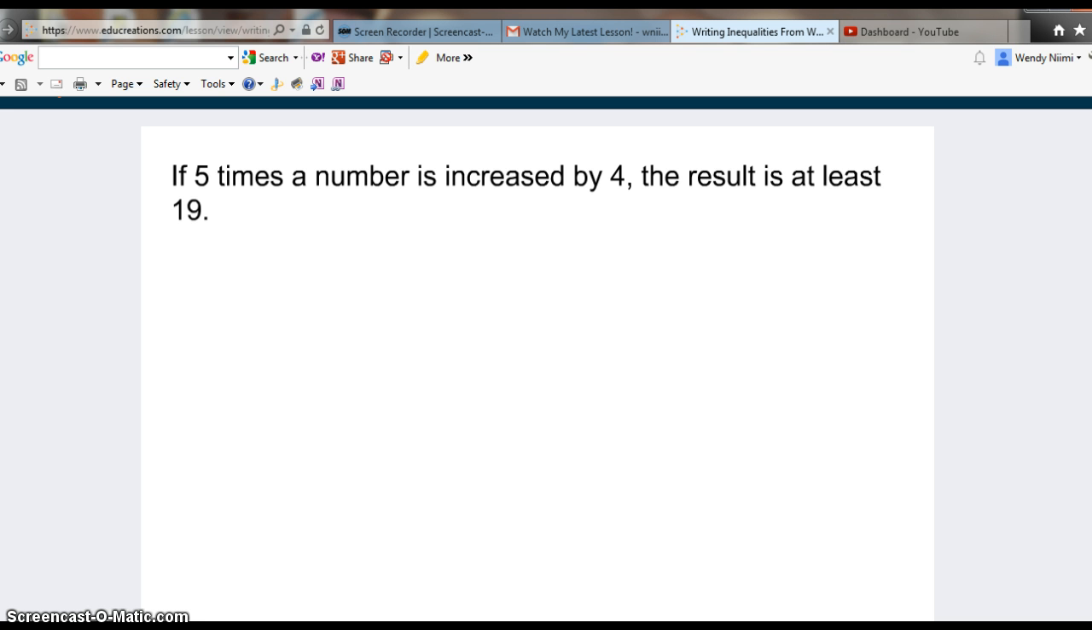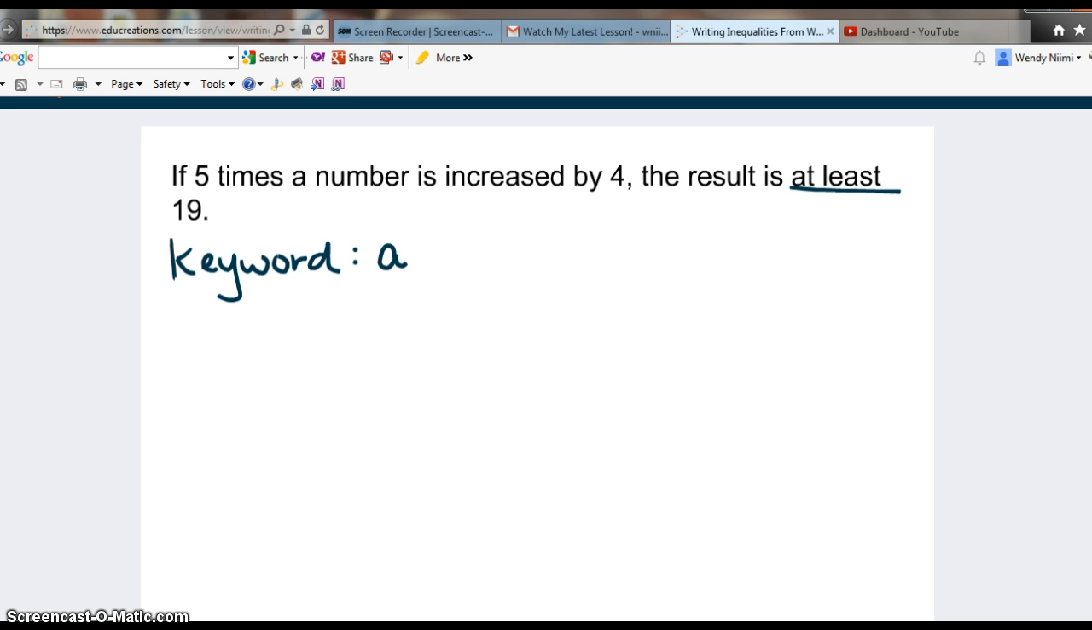Example 3. If 5 times a number is increased by 4, the result is at least 19. Really, just by reading it, it's kind of written out for us, and we can just follow along and put the information there. Our key word here is at least.